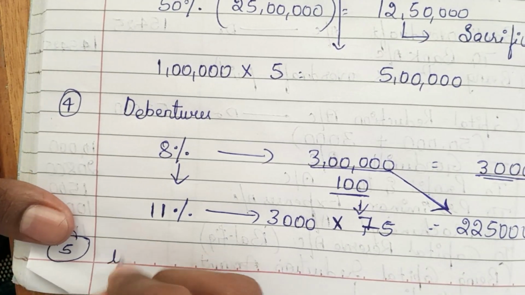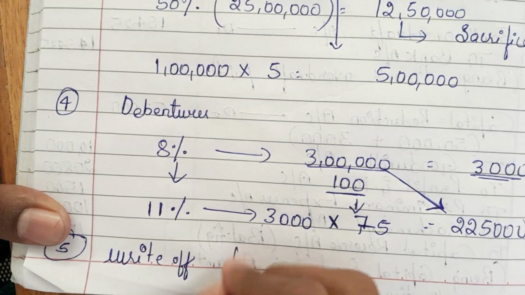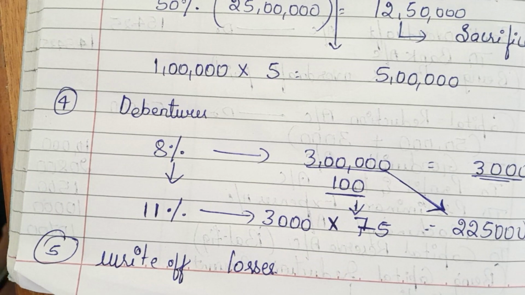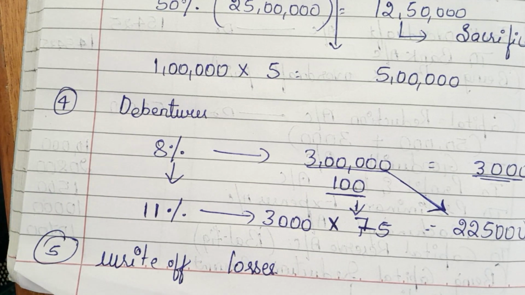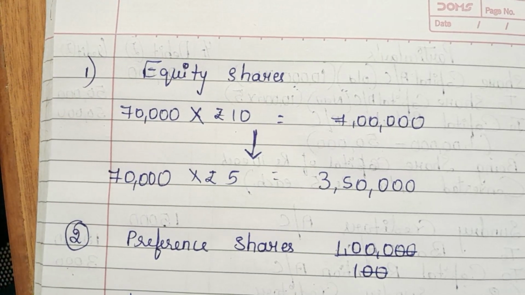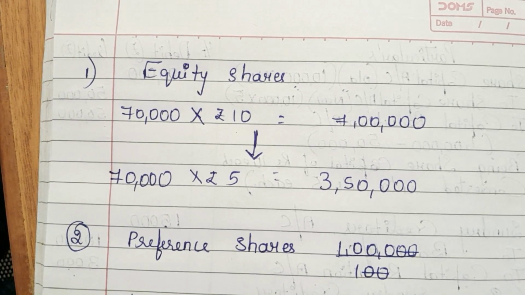Fifth journal entry, we need to write off the losses. Whatever the losses are, we need to write off. First, let us prepare these 5 journal entries. Then later on, we can prepare the balance sheet. First journal entry we need to prepare for converting this equity shares, that is of rupees 10 each into rupees 5 each. Let us see how to pass the entry for this.